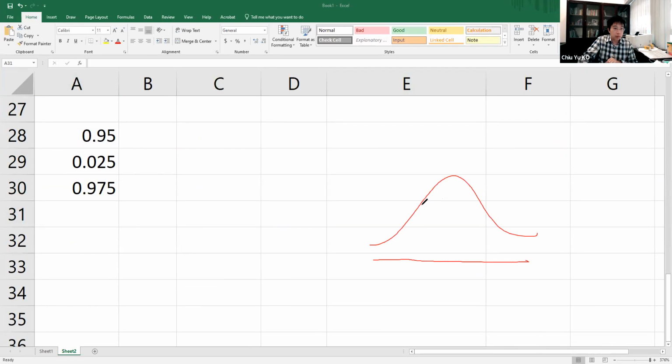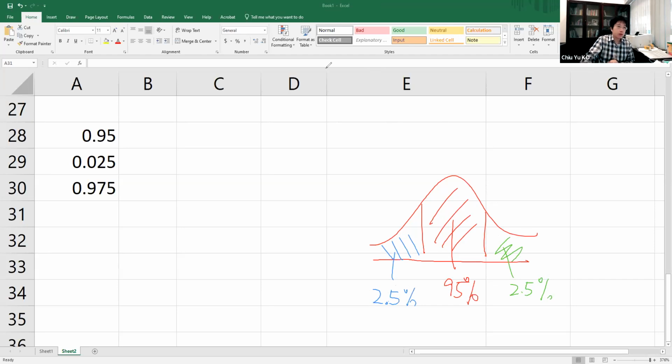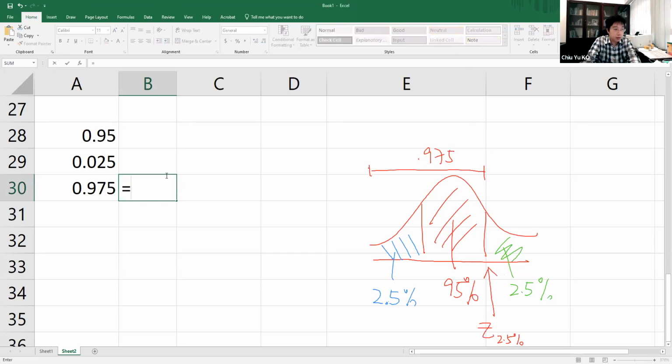Just to recall, this is 95%. That means this tail is 2.5%, and this other tail is also 2.5%. What we want is to know this z, z at 2.5%. How do you do that? Because then the left area is 0.975. So that's what we are going to do, using NORM.S.INV on this number. So that's why we get 1.96.